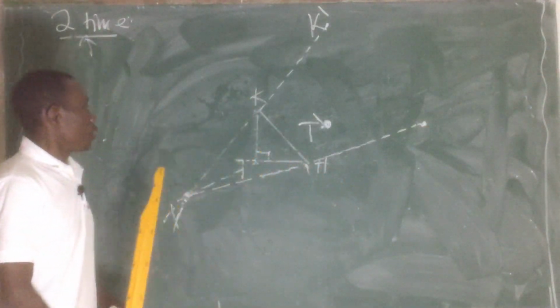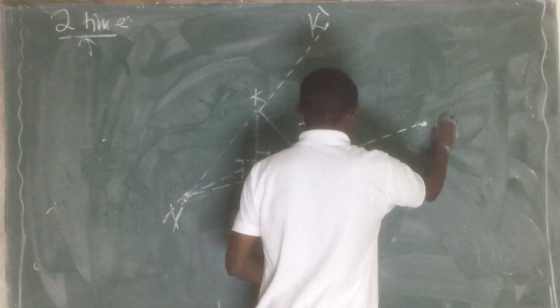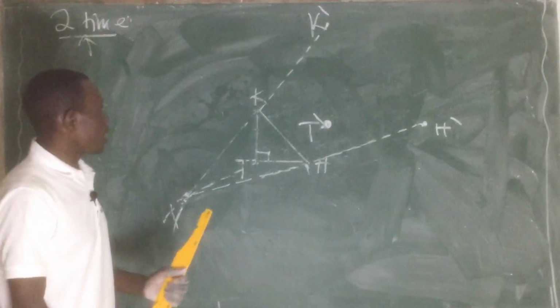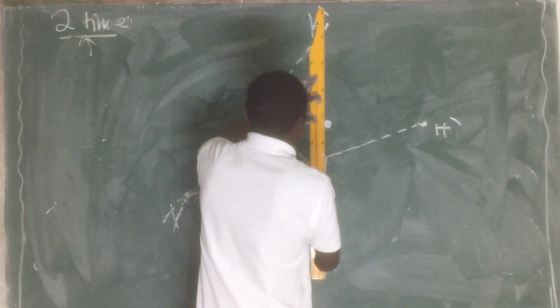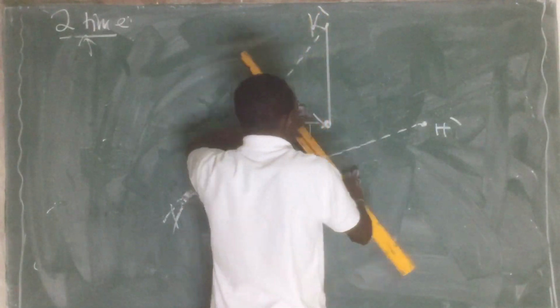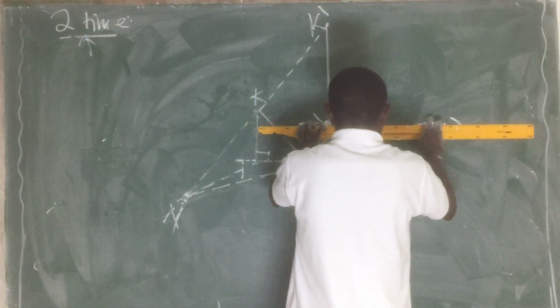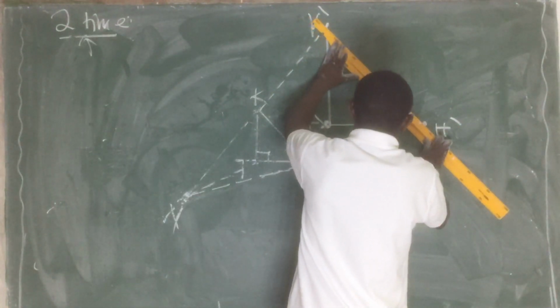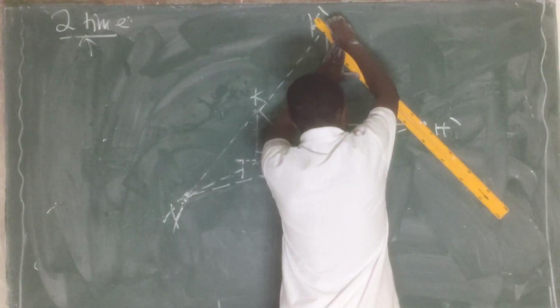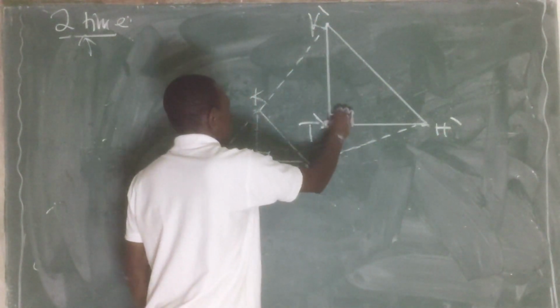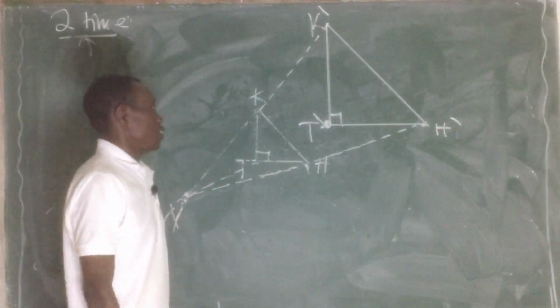Right. So this is my new position of H. I'll write that one as H prime. Finally, let's connect K to T to have something like this, and then T to H to have something like this, and finally we talk of K to H to have something that looks more like this. Right. And here, the angle is just 90.